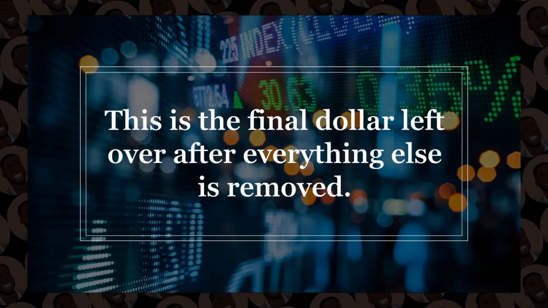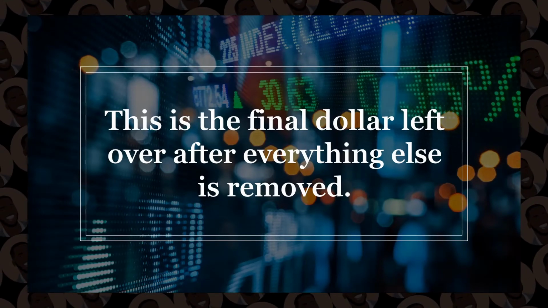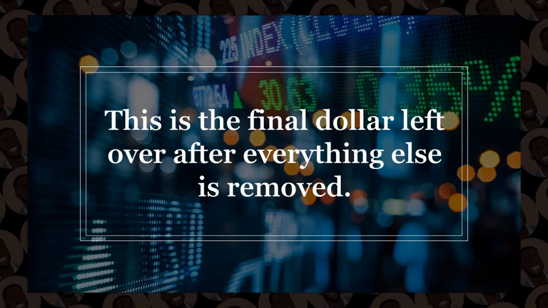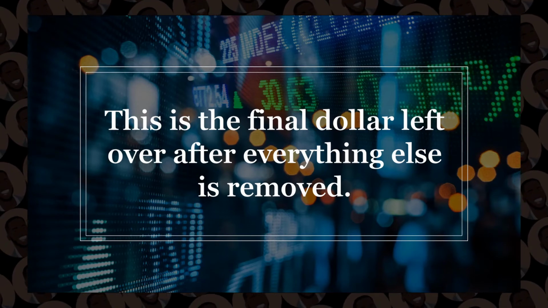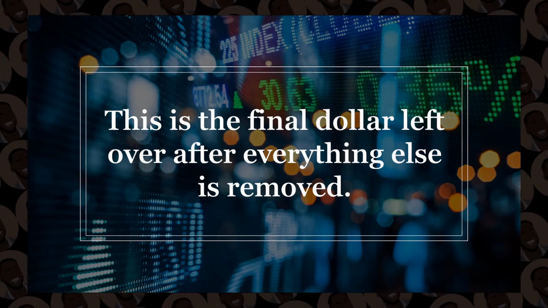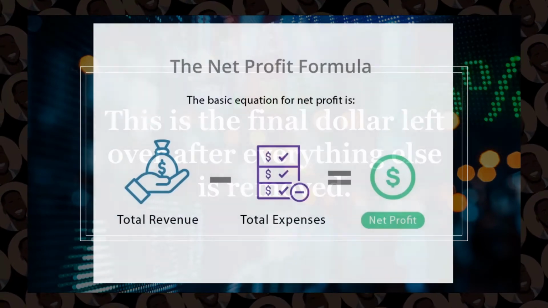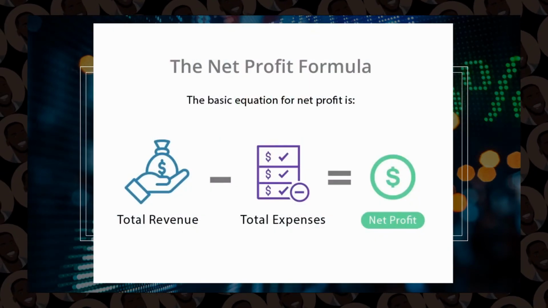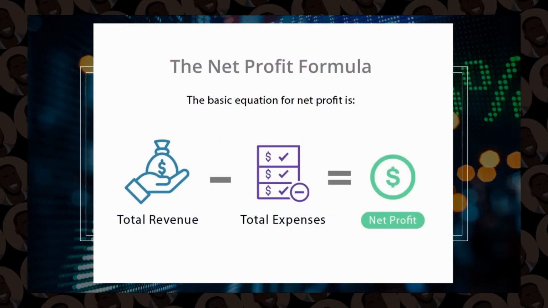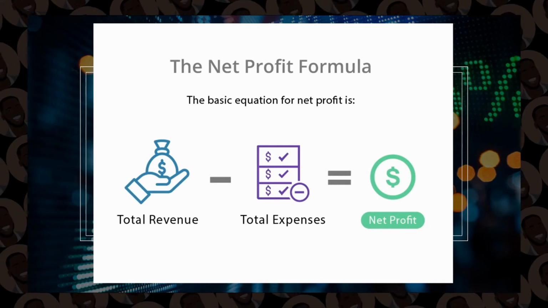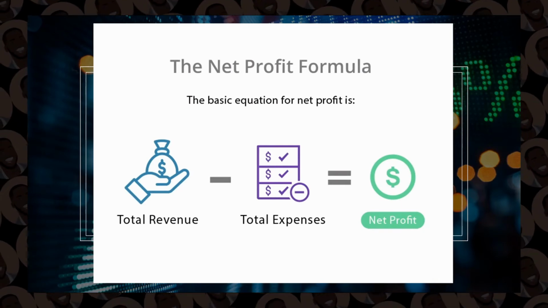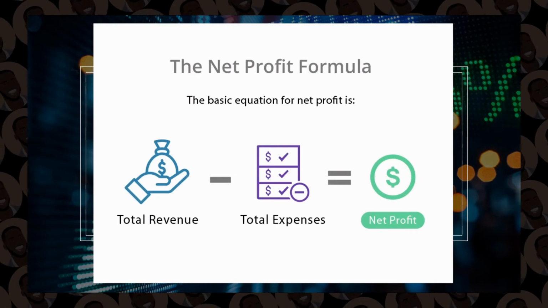Basically, it's the same thing for businesses. The net profit or net income is the final dollar amount. When you're looking at an income statement, it's going to be the last number on that income statement. And for anybody who cares about the formula, this is what it looks like. It is basically net total revenue minus total expenses. Simply put, that's your net profit.